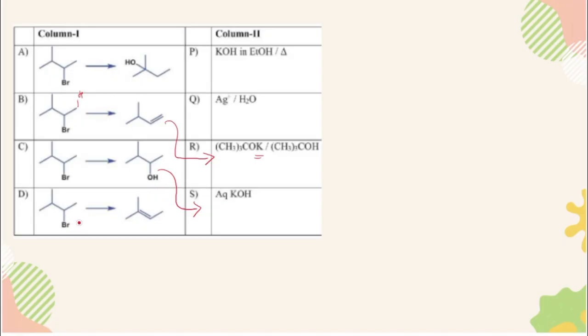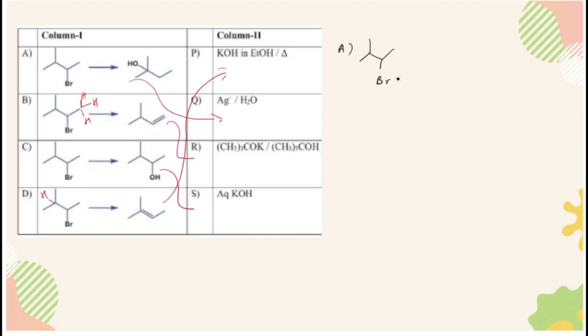In the last reaction, it's undergoing dehydrohalogenation. For this, we need a simple alcoholic KOH medium. And where do we have it? In P. What is left here? A and Q. So A matches with Q. So this is how you can solve it within 1 minute.